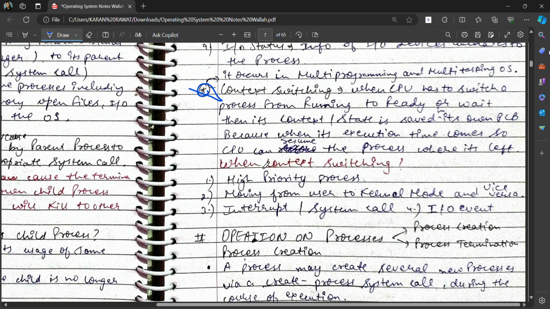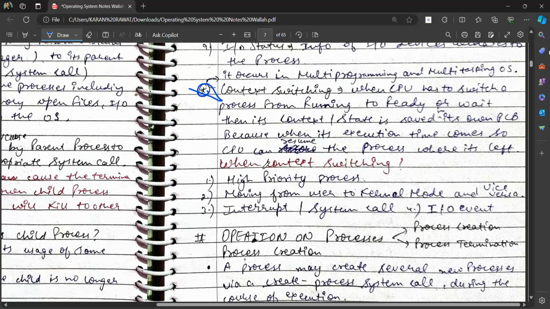If you have not watched the life cycle of the process, just go through it. Ready and wait are basically different states. So when the CPU switches a process from running to ready or wait state, its context or state is saved in its PCB. Why is it saving? Because if this process comes again in the future, it can resume from where it left off.